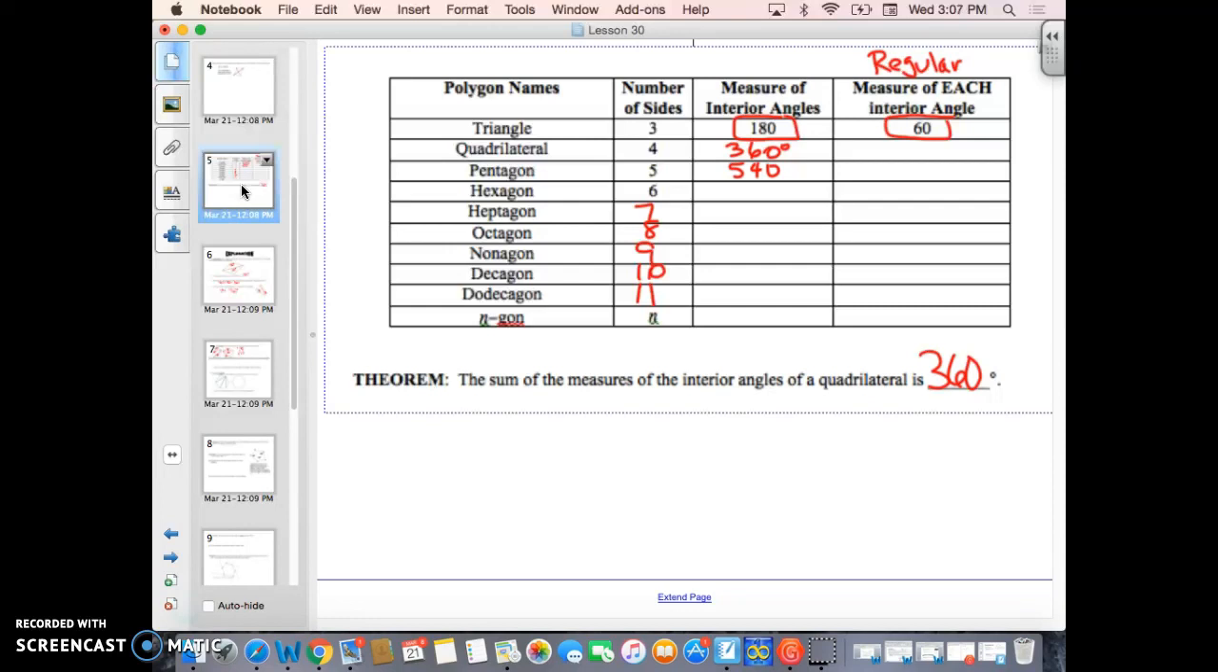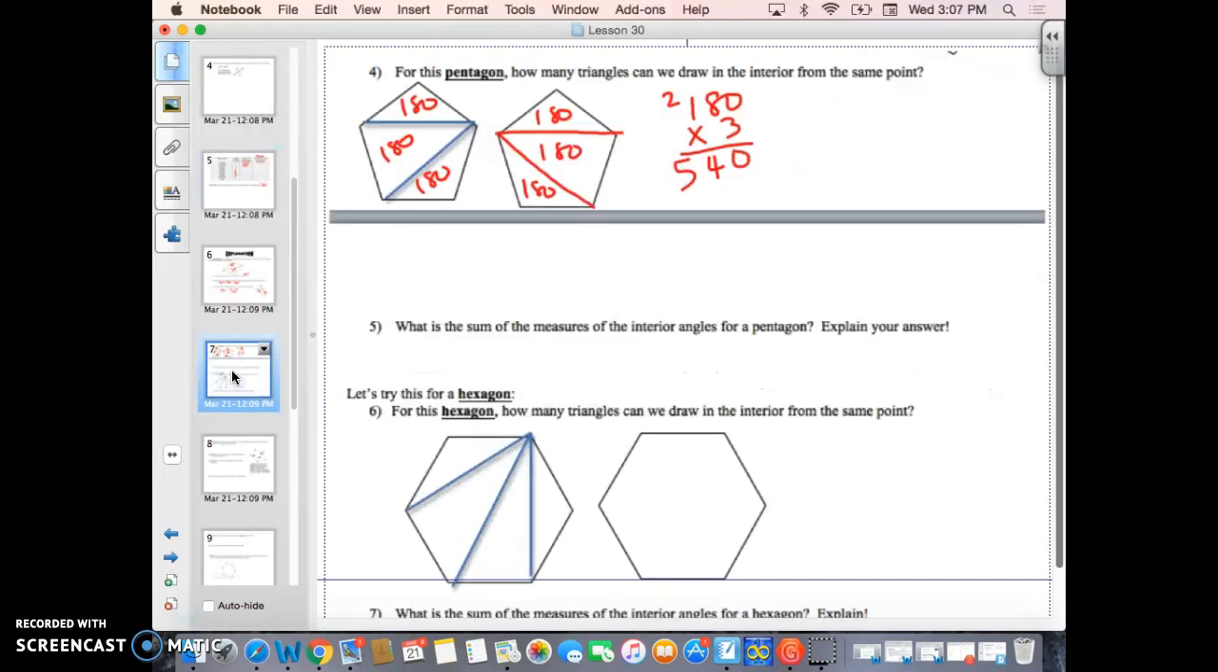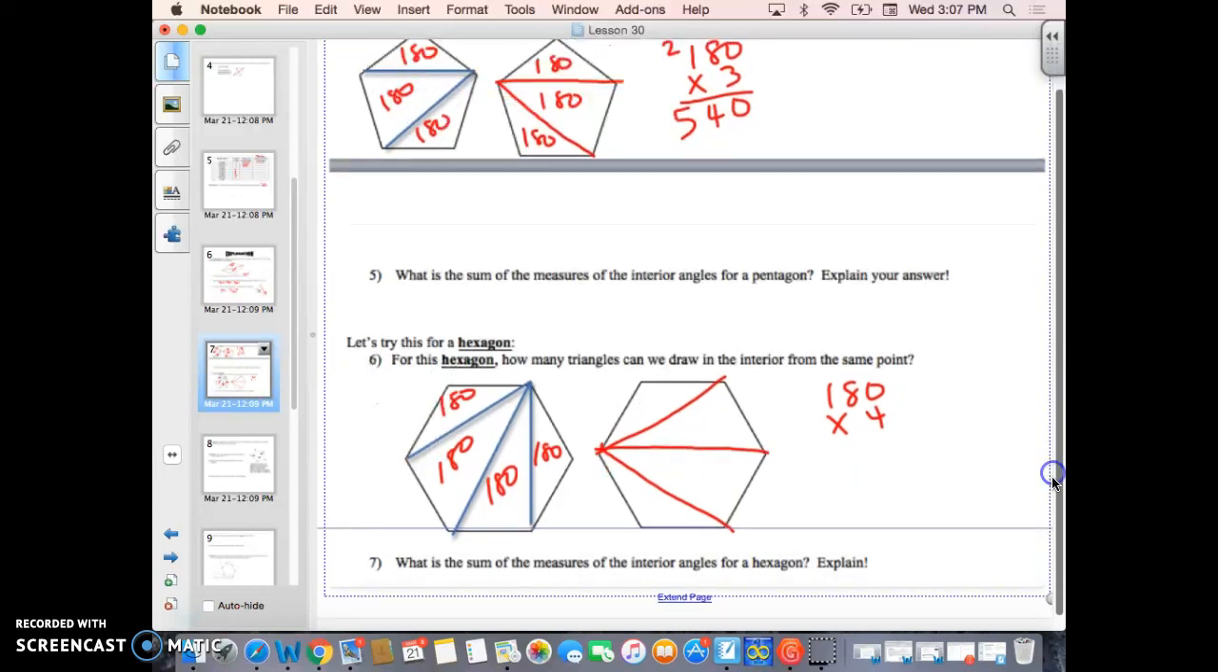Okay, let's look at a hexagon. So a hexagon is here. It's got 6 sides, so that's 180, 180, 180, 180. And it doesn't matter how you cut it. That's why I drew another one. You can cut it like this too. So this is 180 times 4, right? 18 times 4 is 72.